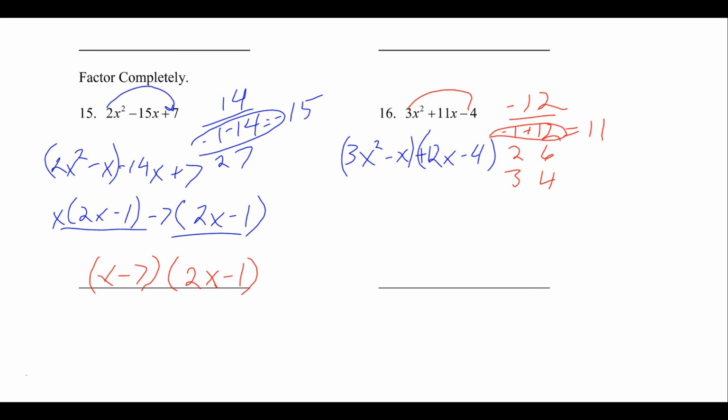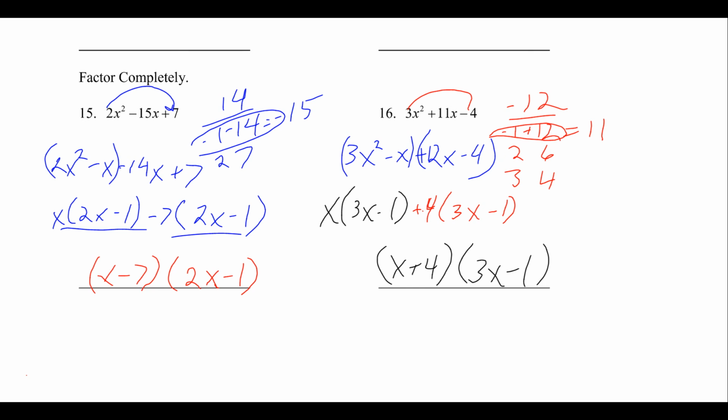Section it off. And out of this first section, I can pull an x. So that's going to be x on the outside of 3x minus 1. On the second section, I can pull out a negative 4. Or I can pull out, let's go with a positive 4, rather. That's going to be 3x minus 1, which is going to give me x plus 4 and 3x minus 1. And that's done.